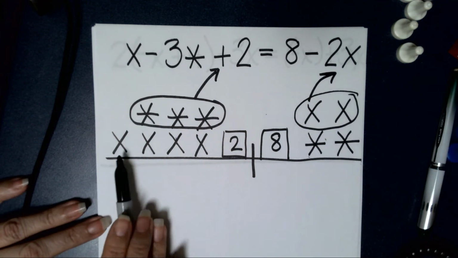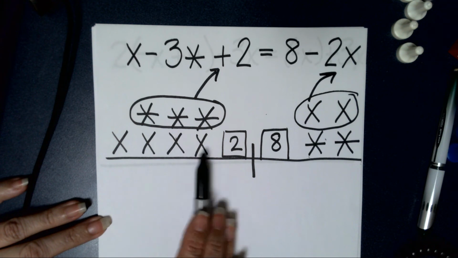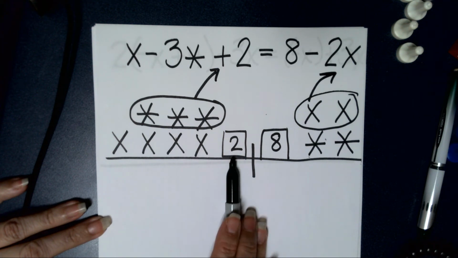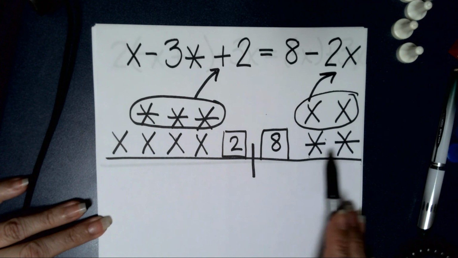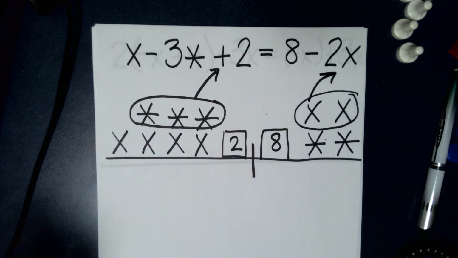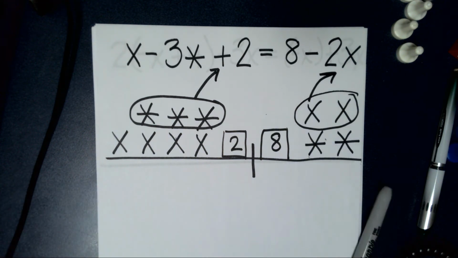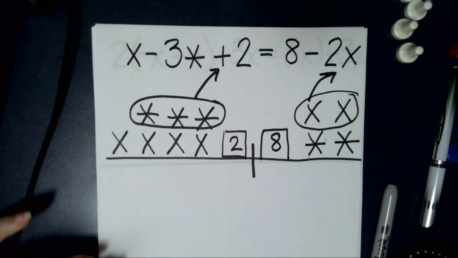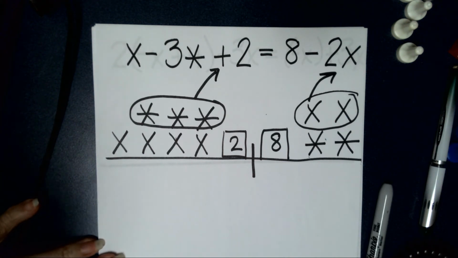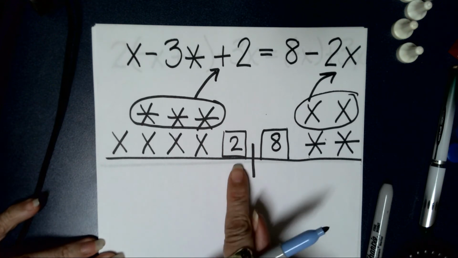So this is my original setup. I have 4 pawns on the left and a 2 cube. On the right I have an 8 and 2 stars. I'm going to put my black marker down, and I'm going to pick up my light blue marker and see what I can do to simplify here, or to move things where I need them to go. First we look at our number cubes. We have a 2 and an 8.